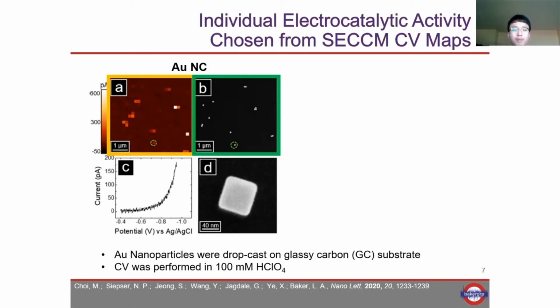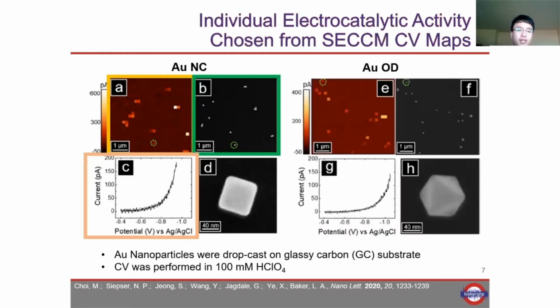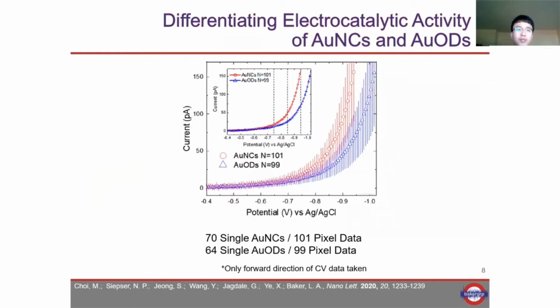So by correlating the two, the cyclic voltammogram shown in figure C was chosen, which represents the specific electrocatalytic response from a single particle only. Figures E to H show the same SECCM measurement result for gold nano octahedron. For statistical analysis, 101 CVs from individual single gold nanocubes and 99 CVs of gold octahedrons were collected.